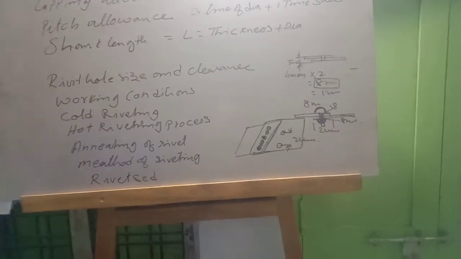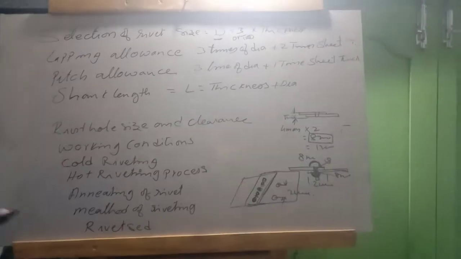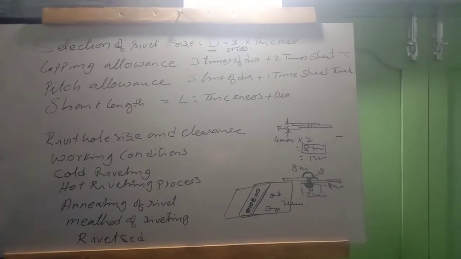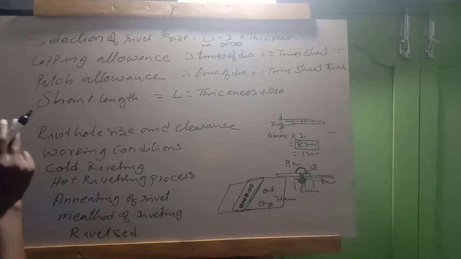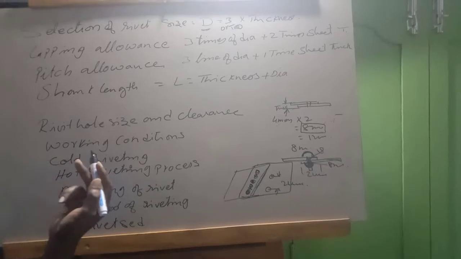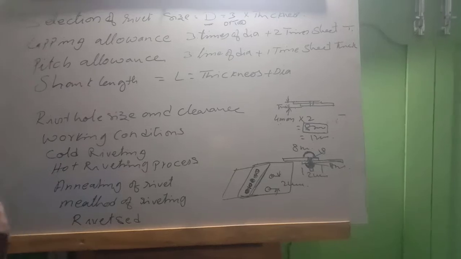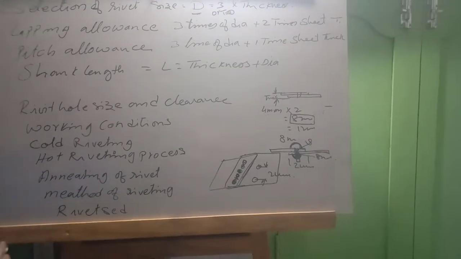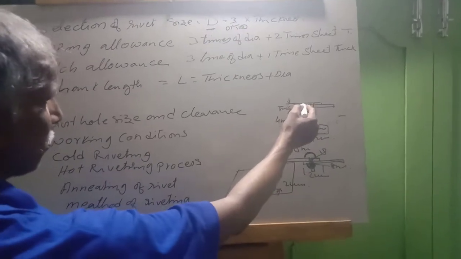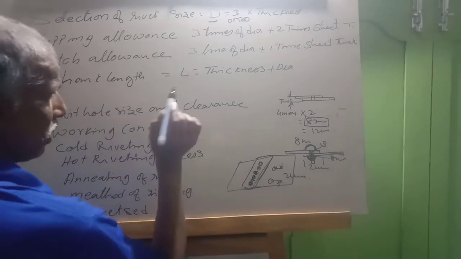This is the thing. Before you start the work, you have to select the rivet according to the sheet thickness you are using, and according to the metal sheet you are using, what metal you have to use. You can use MS or copper, we have to select. Metal, length of the shank, diameter, everything you have to select. We get all this with the help of the thickness of the sheets we are joining. Okay. Now rivet hole size and clearance.